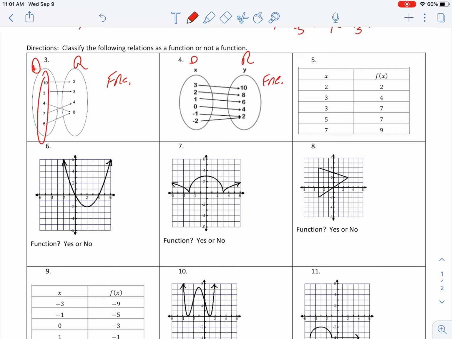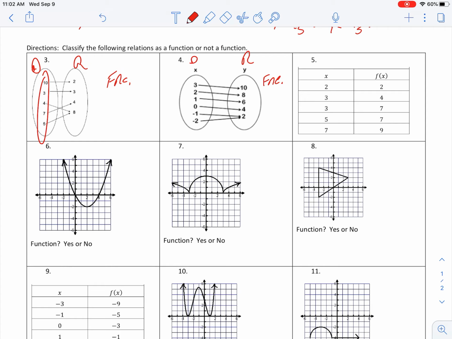Now, if for some reason negative 2 was also going up here to 10, negative 2 is going to 10, and negative 2 is going to 2, then it would have been not a function. But because each of the inputs, the x's, the domains, has only one line coming out of it and all going to unique y's, then we're good to go. One unique y.